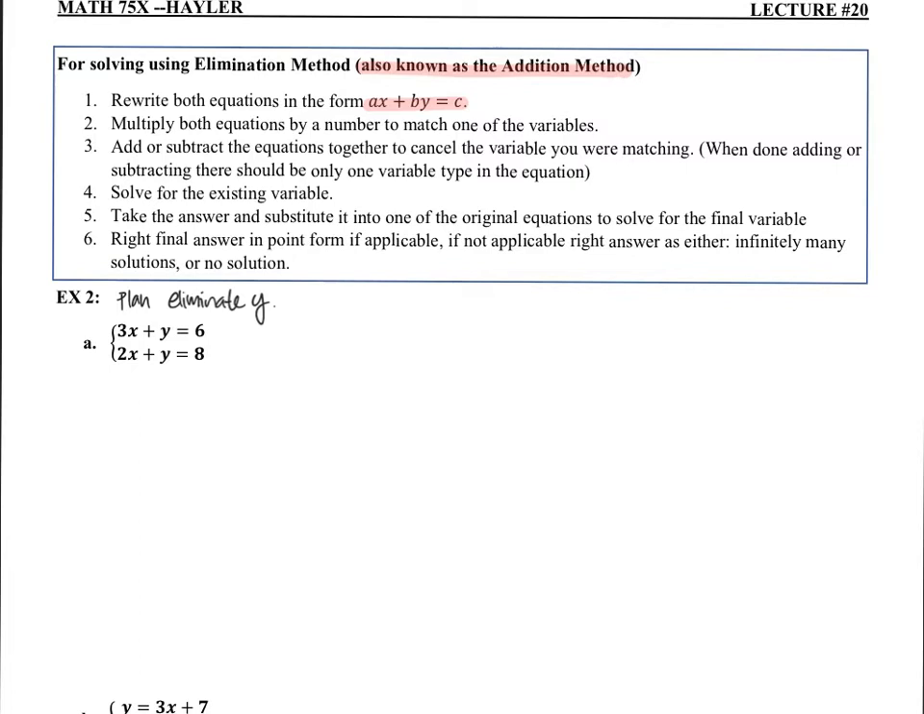Now, when I add or subtract, I want to cancel the variables. So, asking you, if I was to add y to y, would that cancel them? No, I just end up with 2y. So I know I'm not going to add. I'm going to subtract. So let me go ahead and rewrite my equation.